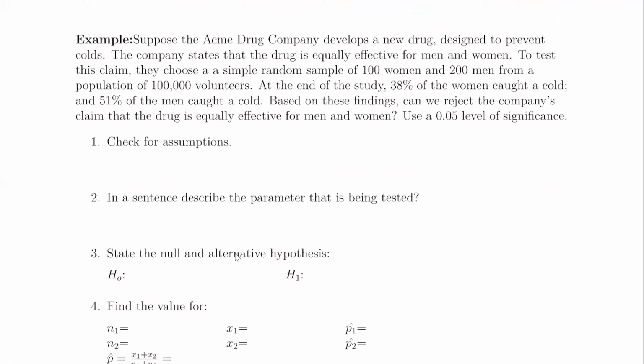This one says, suppose a drug company develops a new drug designed to prevent colds. The company states that the drug is equally effective for men and women. To test this claim, they chose a simple random sample of 100 women and 200 men from a population of 100,000 volunteers. At the end of the study, 38% of the women caught a cold and 51% of men caught a cold. Based on these findings, can we reject the company claim that the drug is equally effective for men and women? Use a 0.05 level of significance.